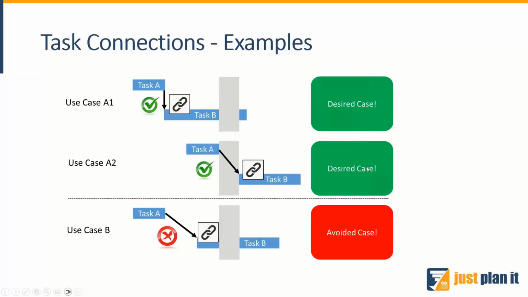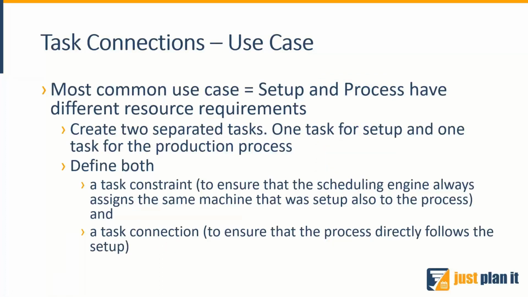So both green cases here show desired cases, while use case B here shows a time gap between A and B that is not caused by a calendar. And as we have the job view simulated here, it must be that another operation was scheduled in between. And that will never happen if you connect two tasks. Okay?